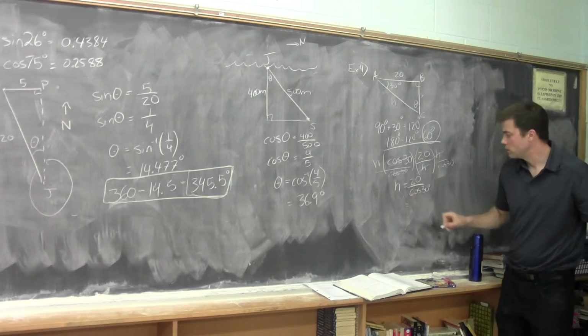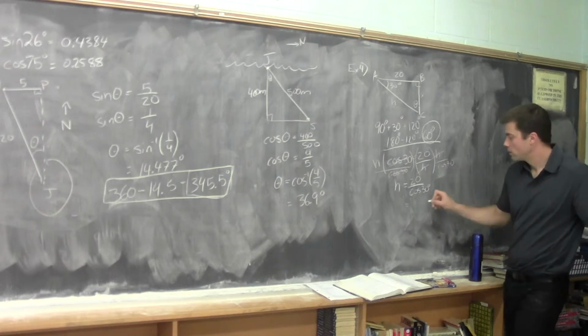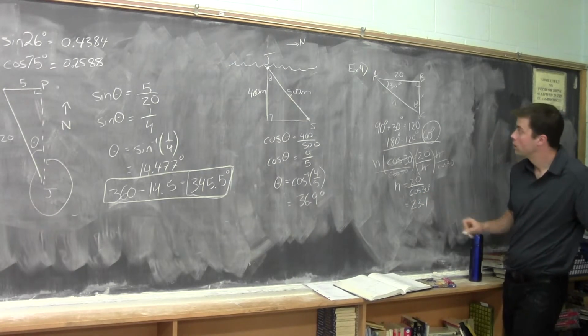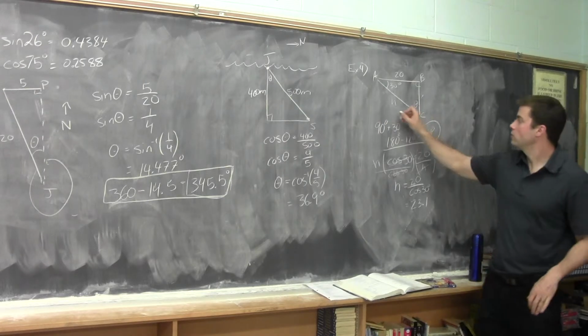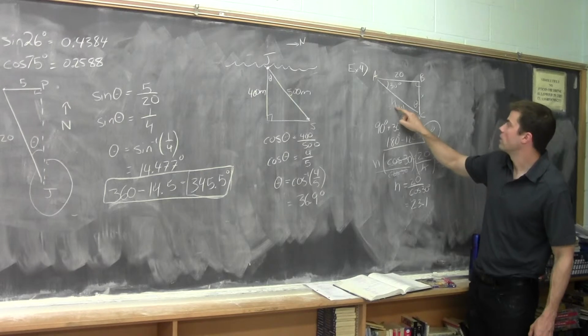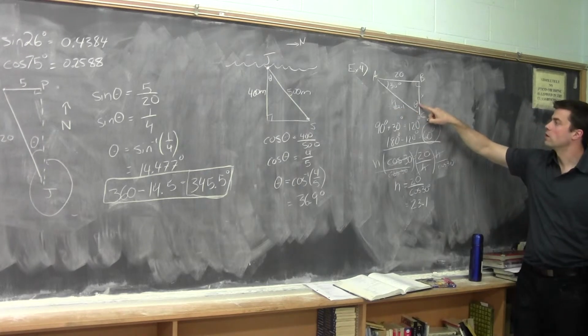What's the answer to this? What's h? 23. Yeah, 23.1. 23.1? Yep. Okay, so now we have h, which is equal to 23.1. Let's just confirm this angle now. I think we can get this angle now.